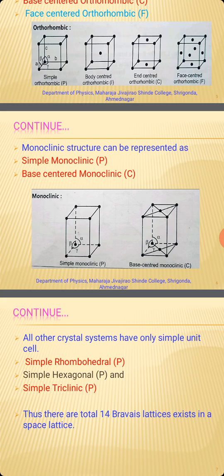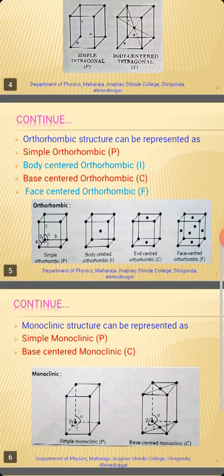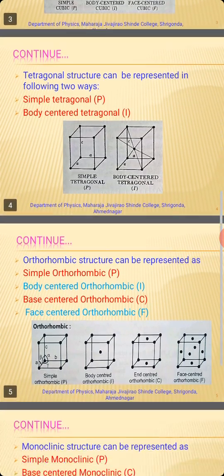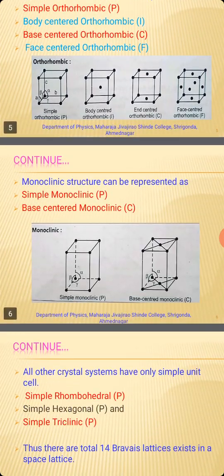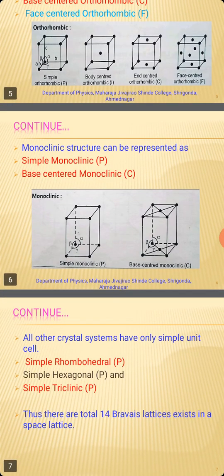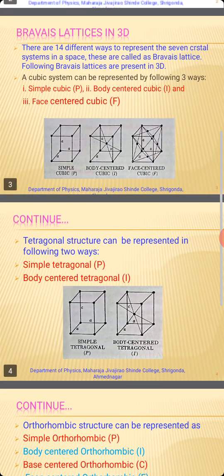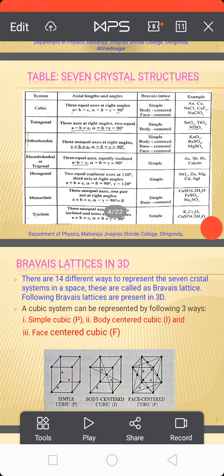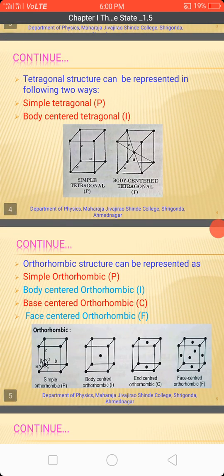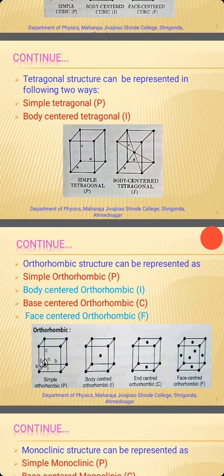Thus if we count all these arrangements of unit cells in three-dimensional space, then 7 crystal systems will give us 14 different Bravais lattices. Have you understood? So, 7 crystal systems will give us 14 different Bravais lattices.